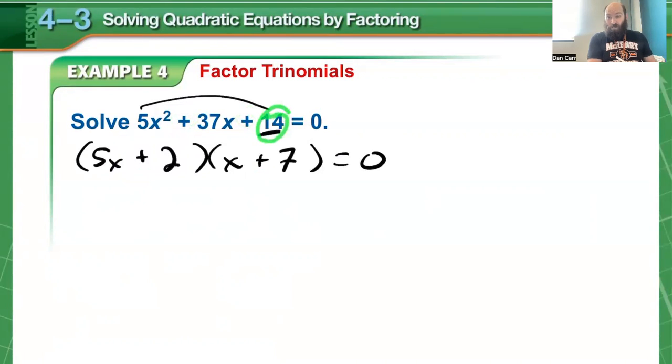14 could be 1 and 14 or 2 and 7. But with a 7 here, I'm going to recognize that 5 times 7 is 35, 2 times 1 is 2. That adds up to 37. So my guess and check here is pretty straightforward.